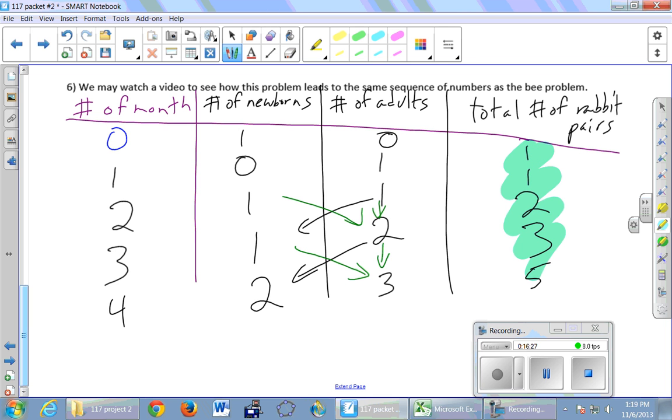And those numbers right there should look familiar. 1, 1, 2, 3, 5. It's the Fibonacci numbers. We saw them coming up in terms of bees and a family tree. This is different, but it's the same exact set of numbers. Okay, good, good. Let's move to the next page.